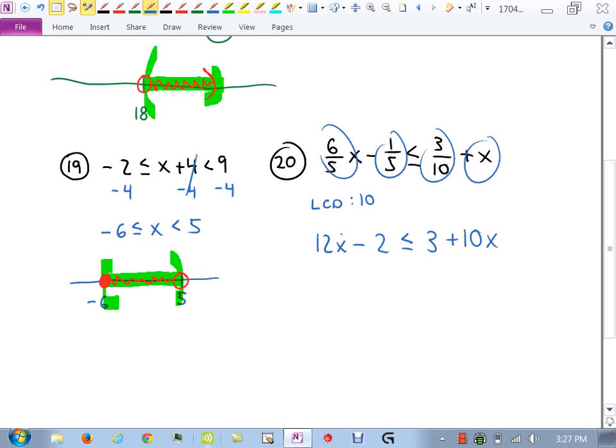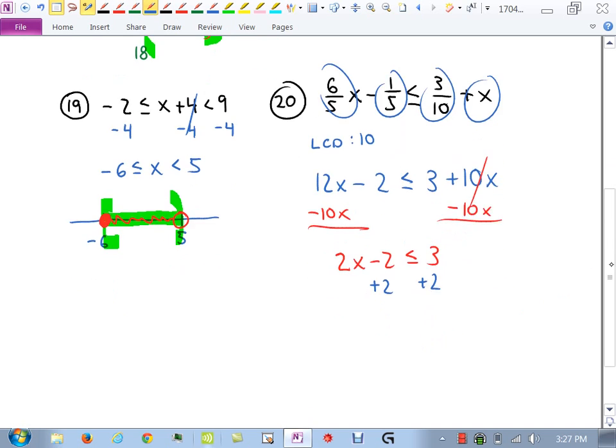And now this is just a good old-fashioned linear inequality. We're going to subtract 10x from both sides. Remember, don't flip. We're not dividing. And then that's 2x minus 2 less than or equal to 3. I will add 2 to both sides. That gives me 2x less than or equal to 5. Divide both sides by 2, you get 5 halves.